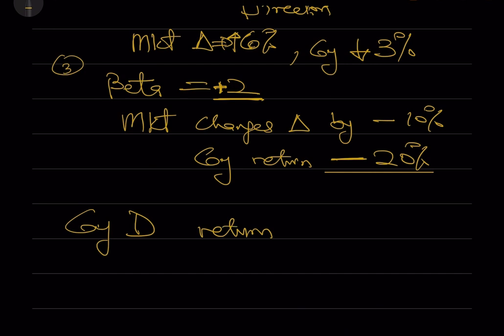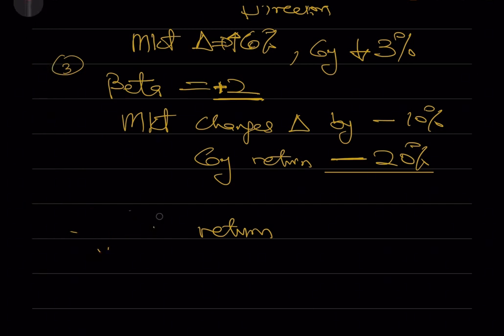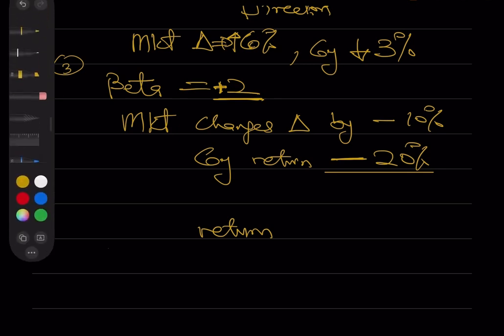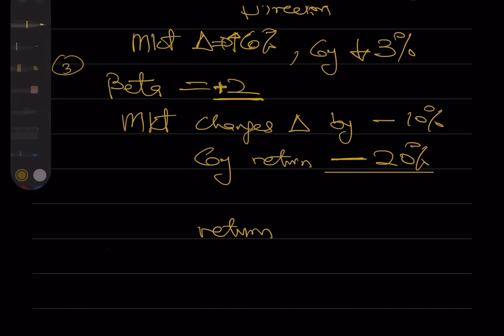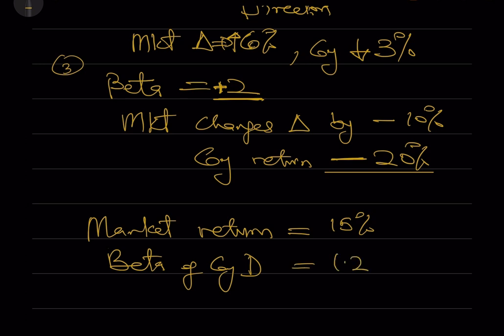Market return. Let me see. Let's start from this. So let's say the market return is equal to 15%. The beta of company D is equal to 1.2. And the risk-free rate of return is equal to 8%.